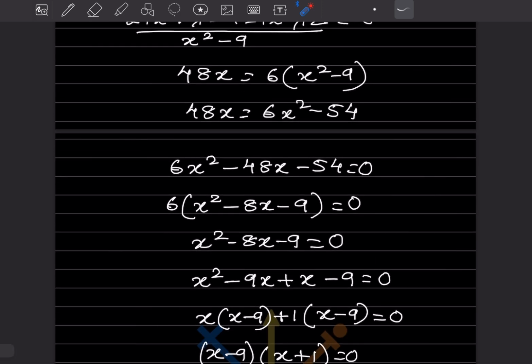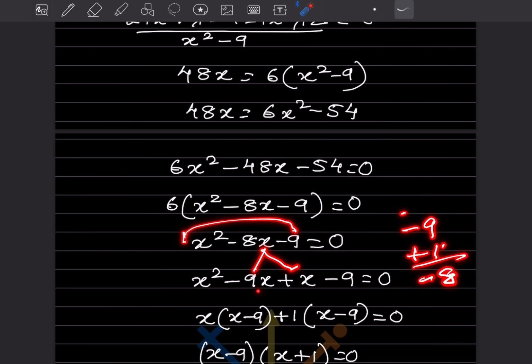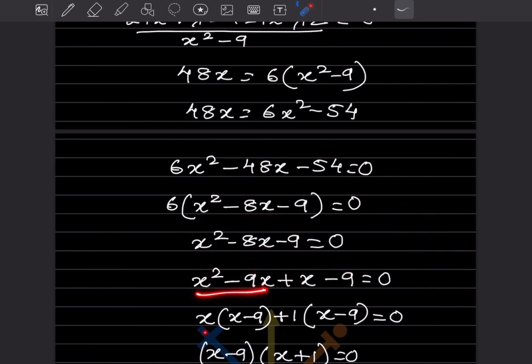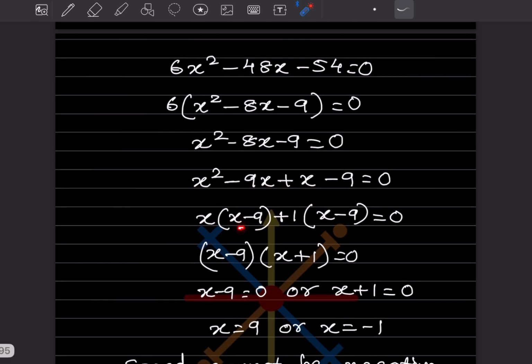Now we will take the factors of it. Factors of 9: we can split the middle term, minus 9 into 1. Minus 9 plus 1 is minus 8. We usually don't write 1 before x. Taking x common from the first two terms, we remain with x minus 9 in the bracket, and the other is 1 times x minus 9. So this will be x minus 9 times x plus 1 equal to 0. x minus 9 is 0 and x plus 1 is 0, so x is 9 here, and x is minus 1 here.